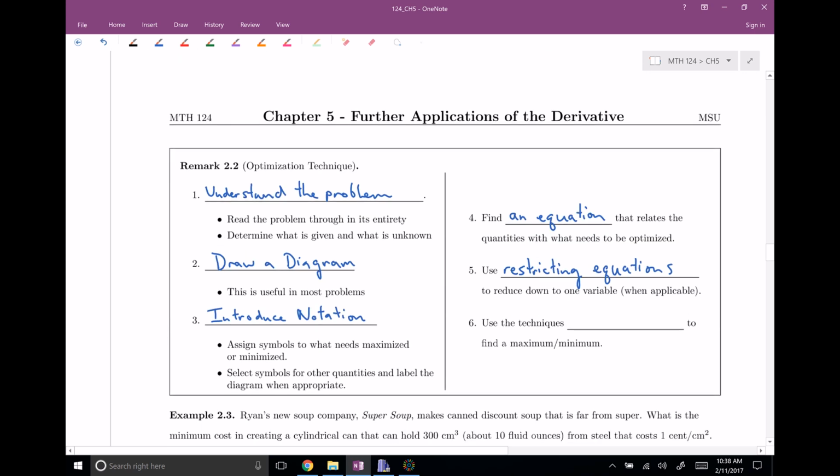And then finally, use techniques taught in 5.1, the previous section, to find a maximum or a minimum. That's going to be finding some critical points, and then classifying them using our theorem: we check to the left of the critical point, to the right of the critical point, figure out the sign values of the derivative there, and then we classify. Okay, so this is, in a nutshell, the technique that we're going to apply to our optimization problems.